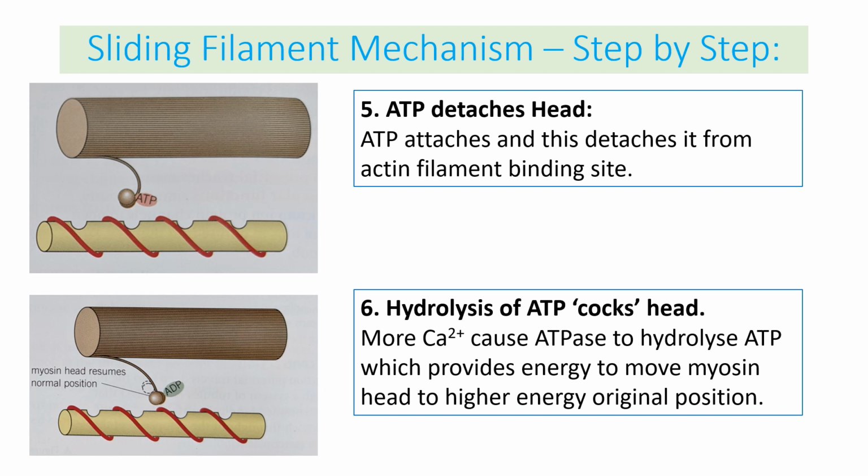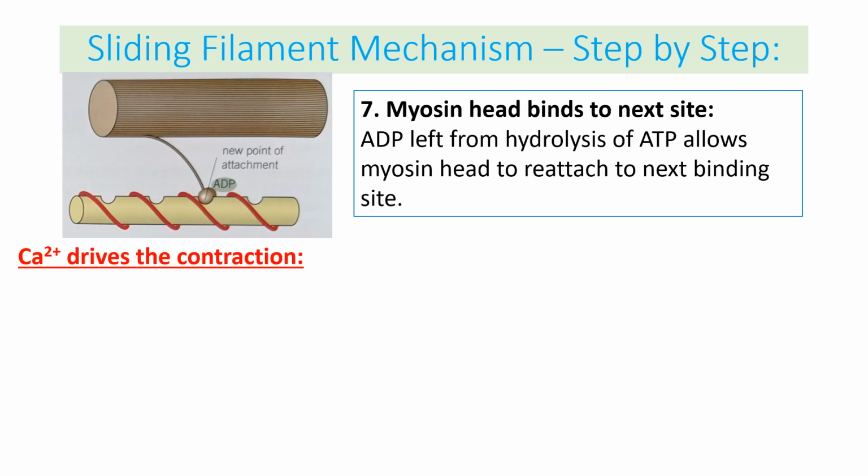And here, if there are then more calcium ions, this will cause the ATP to be hydrolyzed, and that will allow the head to move to this higher energy position. The ATP has gone through hydrolysis, that's produced an ADP molecule and released a phosphate. The ADP then does the same as it did before. It causes the head to reattach to the binding site.